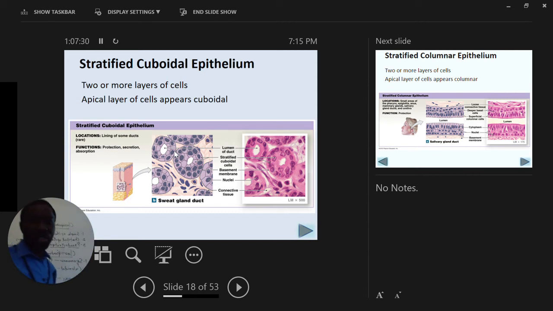And the major thing you should take note of now is the locations. You find them in the lining of ducts. They are rare cells. And you know that cuboidal cells have limited protection, right? And they do secretion and absorption as well.